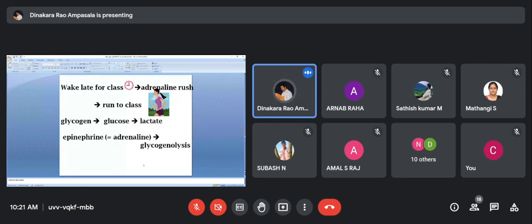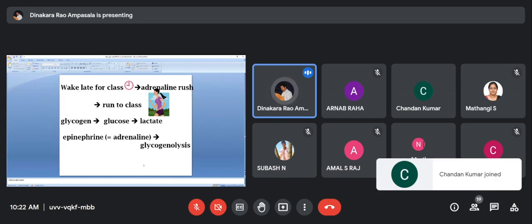So when you are working, and when you are in a hurry, when you wake up, the adrenal hormone gets activated, and this adrenaline activation leads to activation of phosphorylase enzymes through the cyclic AMP cascade, which activates some proteins, and they remove glucose molecules from the storage glycogen. So glycogenolysis you can see at this stage.